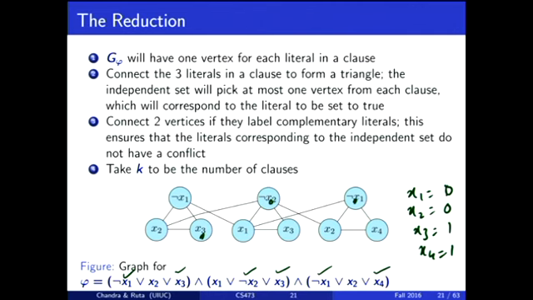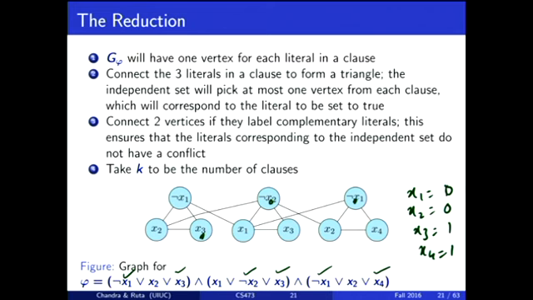So those vertices will be independent. Also, I didn't pick more than one from any triangle. I only picked one from each triangle, so that's also fine. Is that clear? Questions? So if there is a satisfying assignment to the formula, I can give you an independent set of size at least m, where m is the number of clauses. Questions?